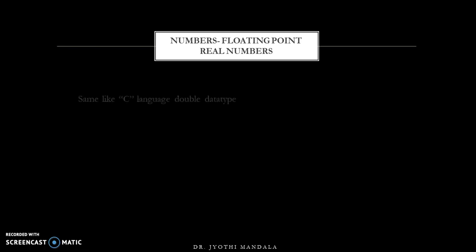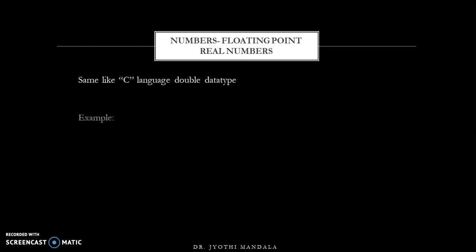Floating point numbers are nothing but like the double data type in our C programming language, where we can have a positive number or a negative number, but floating point numbers should have a decimal point. If you consider an example, here in x I'm storing 1.25, where we have a decimal value, right? Now y equal to 1 point.